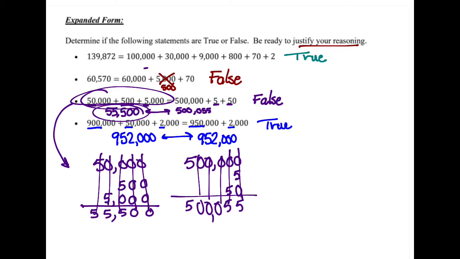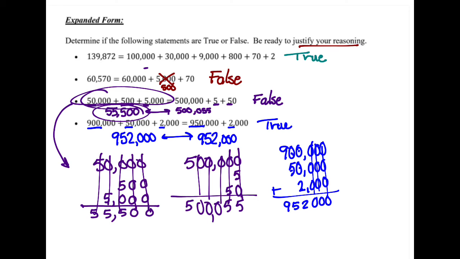Okay, so let's do the blue one again. So we have 900,000, add 50,000, add 2,000. Okay, so 0, 0, 0, you can see those. And now 0, 0, and 2 is 2. 0 and 5 is 5, and then the 9 comes down. So 952. Okay, now the other side.